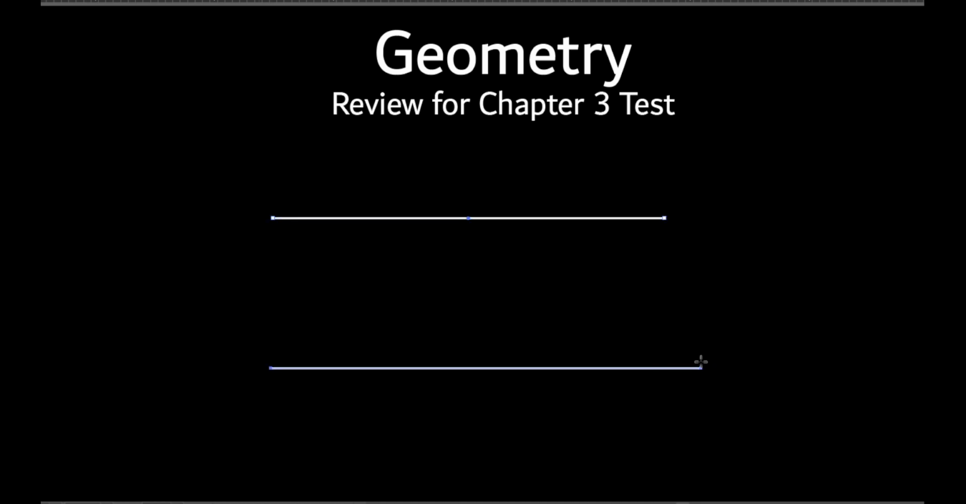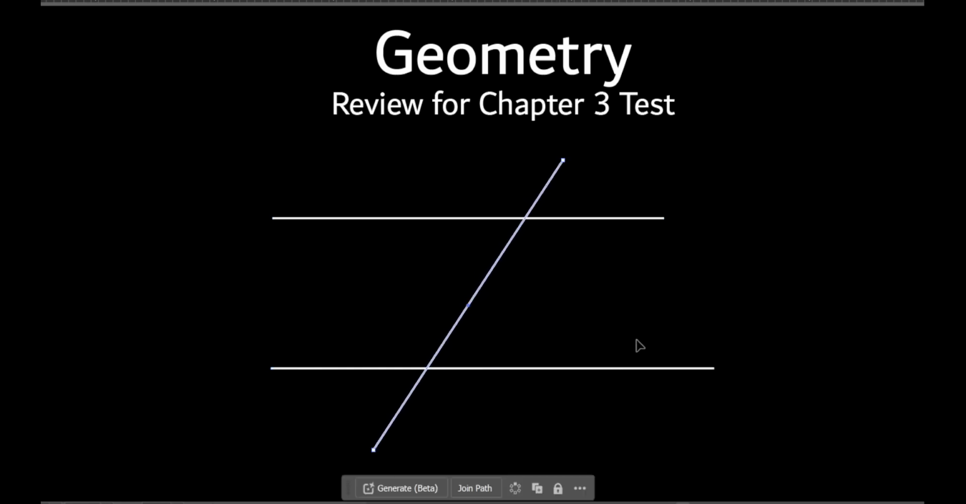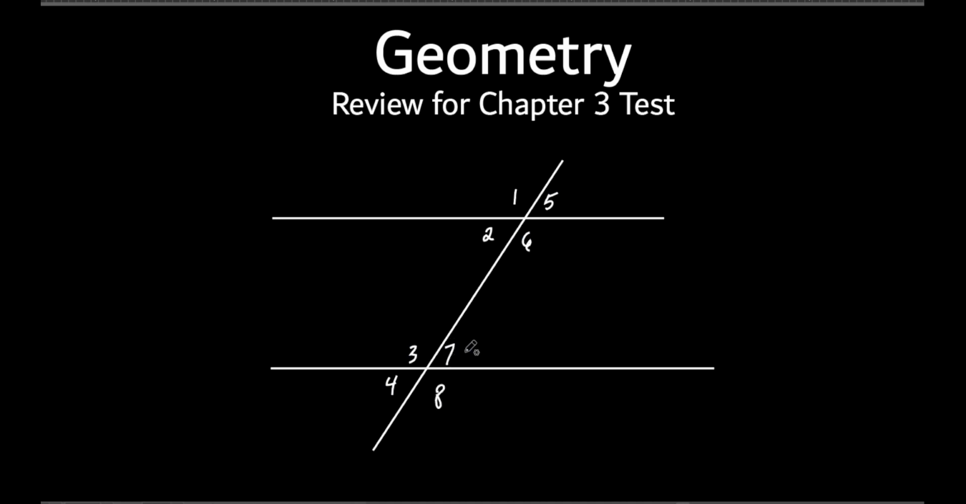All right, let's do this. Here's the first thing. It may look slightly different than this, but it's basically the same thing. I'm going to number it just a little different than I normally do. I'm just going to go down like this: 1, 2, 3, 4, 5, 6, 7, and 8.